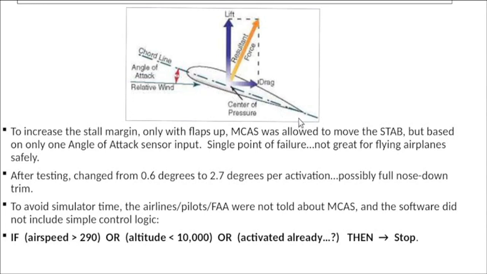And so in this case, the Maneuvering Characteristics Augmentation System, MCAS, was allowed to move the stabilizer, but it was only based on one angle of attack sensor input, even though they had 2. They have flight control computers, 2 of them. Each one is connected to an angle of attack sensor outside on that side of the airplane. And they somehow just chose to use one. So a single point of failure is not great for flying airplanes safely.